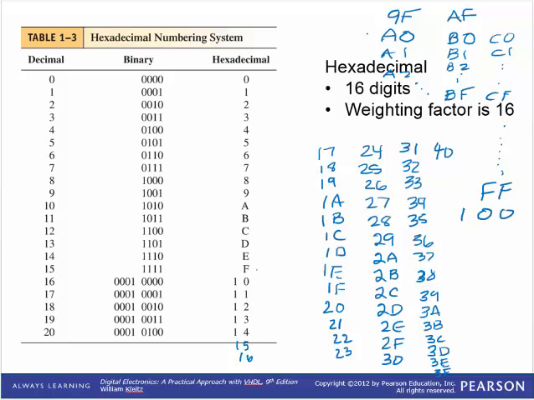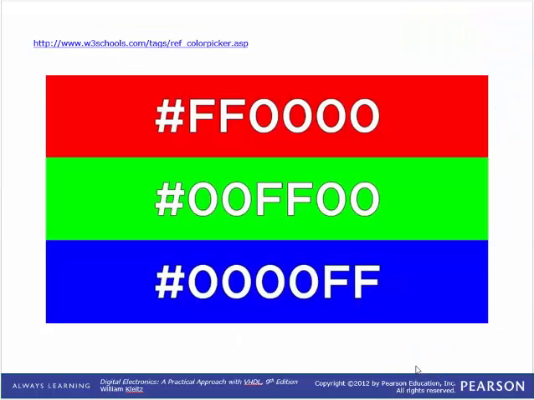1, 0, 0 is the next number after FF. Okay, hope you see that pattern. Continuing on with our hexadecimal numbering system, here's some things that are useful in hex.